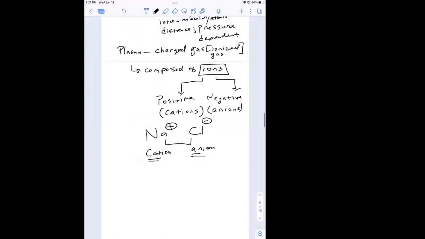All right, so plasma is an ionized gas, meaning that it's a gas that's made up of charged particles that are either positive or negative.